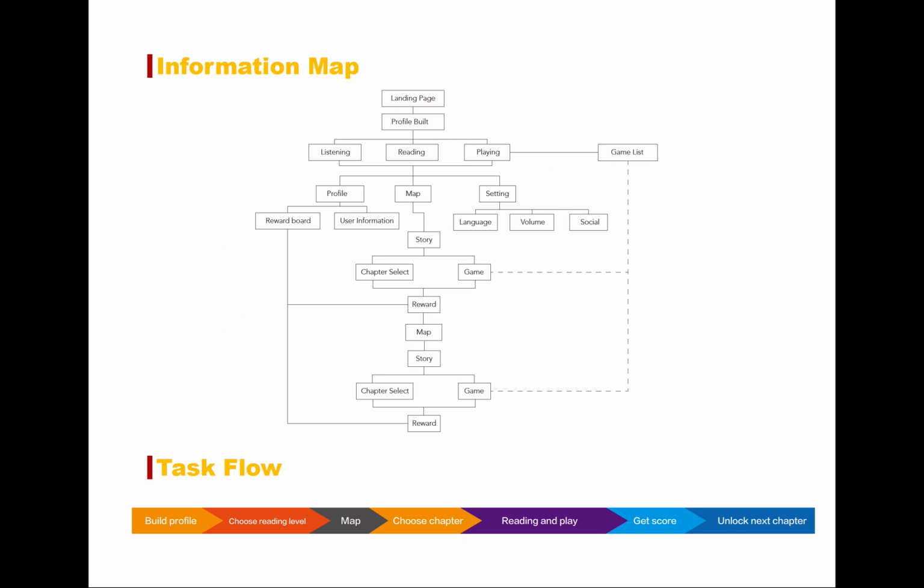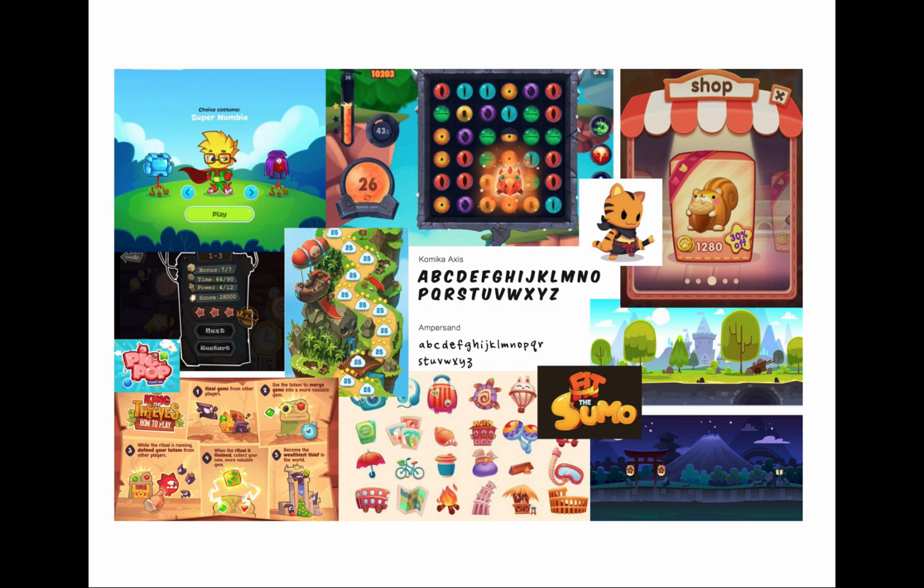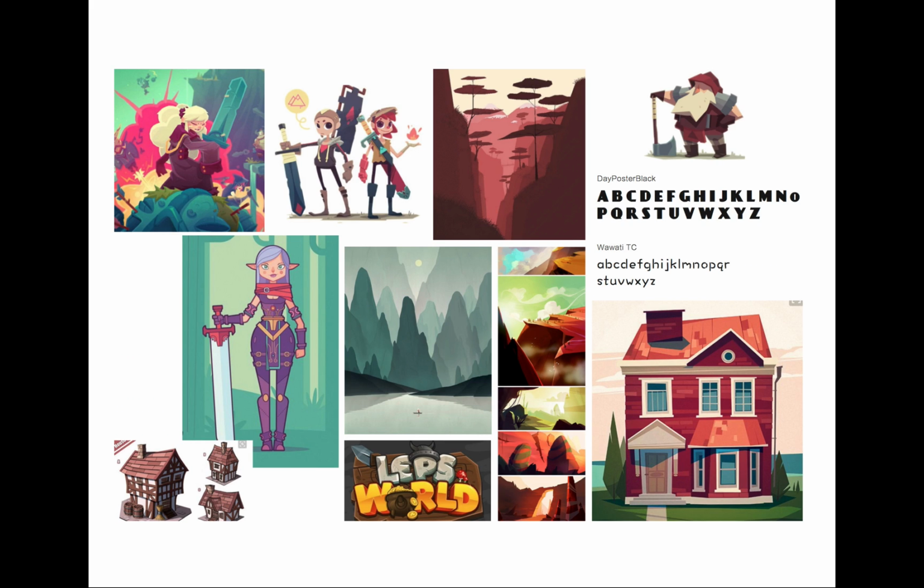This is my information map, and this is my task flow. I did two versions and two different styles of mood boards. The first one fits my target audience more, and the chapters are like animals, so children like the animals and are interested in reading it. The second one is more like the Chinese style.